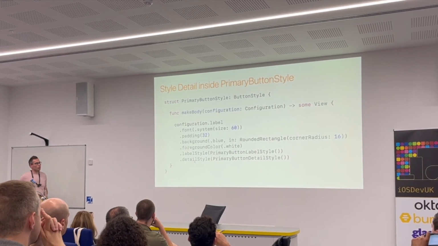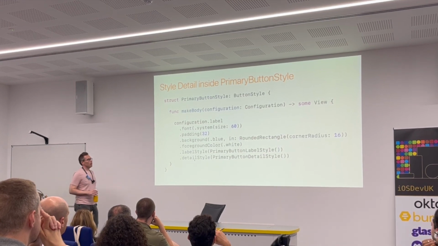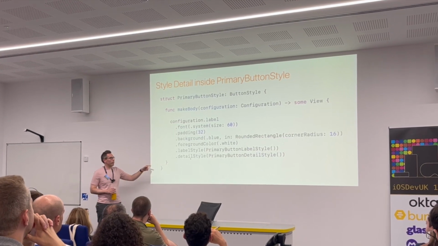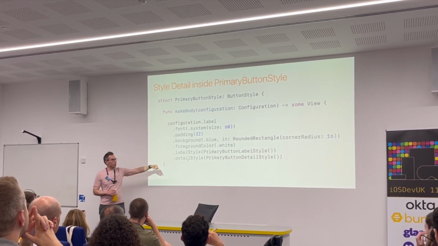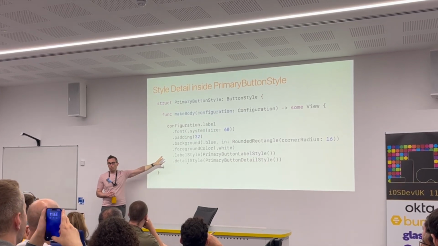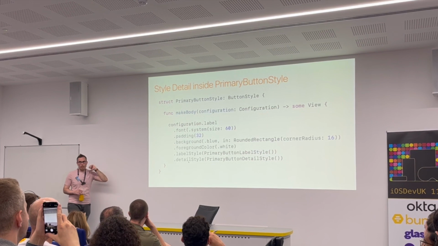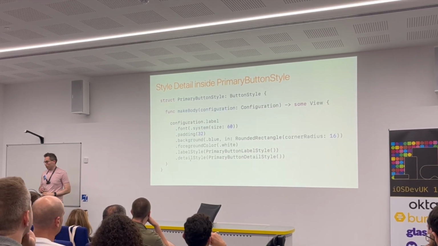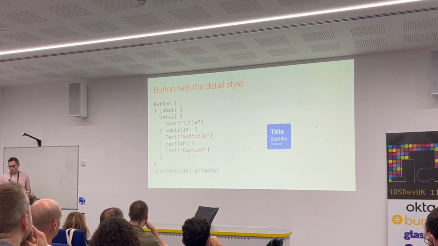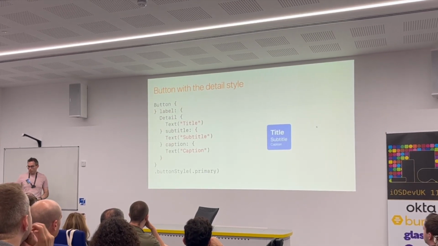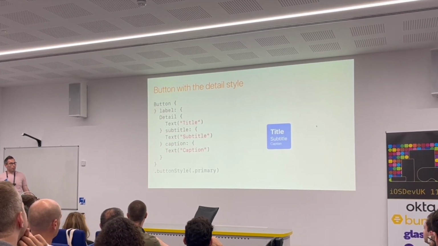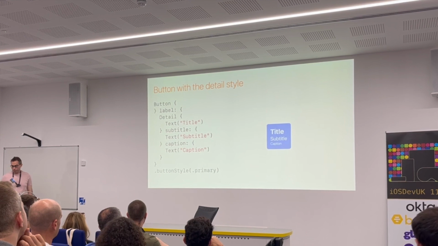So the really neat thing about this is that you don't need to know what the button contains. Right? If there's a label, it will apply the label style. If there's a detail style, it will apply that. It applies it no matter what. It's just that if the content does have a label, it will take that label style. If it does have a detail, it will take that detail style. So the button with our detail style, with the primary button style, will take on our primary button style.